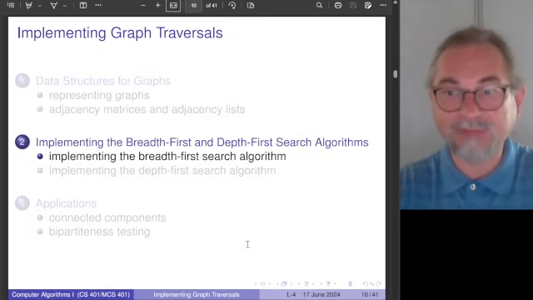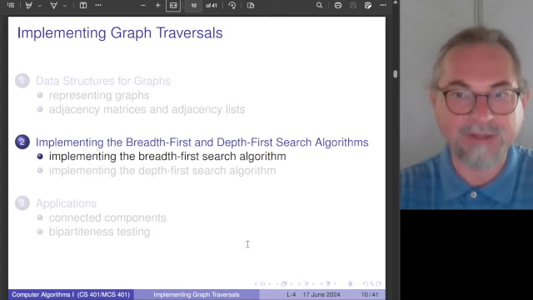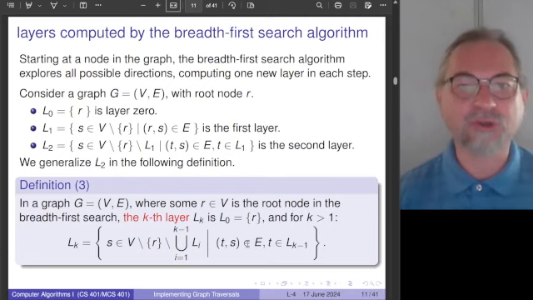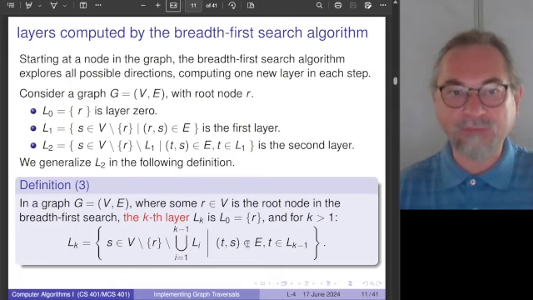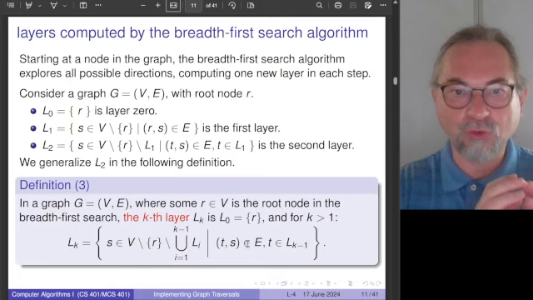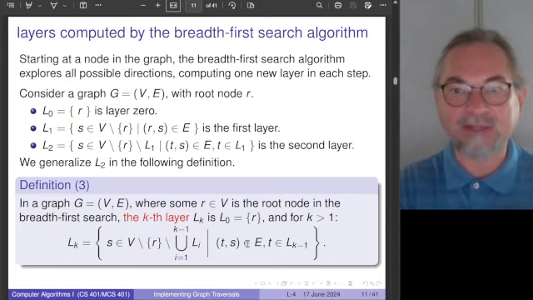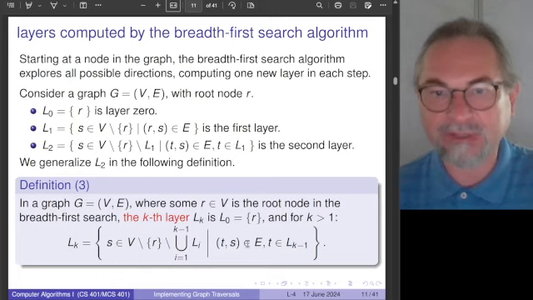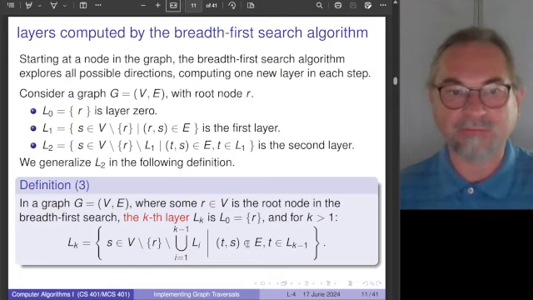Okay, done with the data structures. Let's look now at the algorithm. So I'm kind of halfway here. What is the breadth first search algorithm again? What is the problem that we try to solve? We have 2 vertices, and we have to decide: is there a path between these 2 vertices? Here, the first vertex is called the root node. The way the breadth first search algorithm works, it partitions the vertex set in layers. The first layer is the start vertex, the root node. The second layer consists of all the nodes that are neighbors of the start vertex.